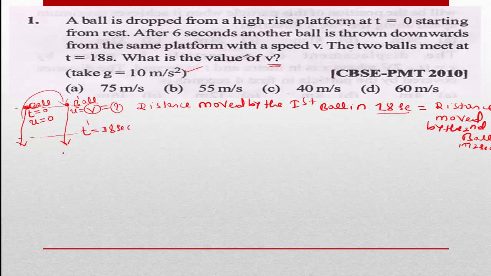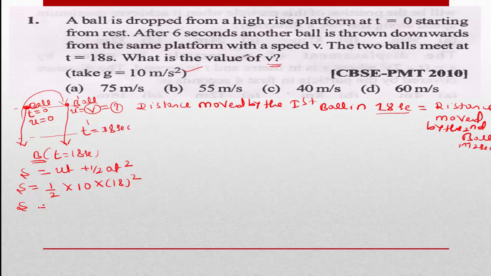Okay, so let's first calculate the value for the first one. For ball B, distance moved in 18 seconds, time t equal to how much do we have? 18 seconds. We know the formula S equal to ut plus half at square, because the first ball is initially at rest. Therefore S equal to 1 by 2 into acceleration due to gravity, value is 10, into time t equal to 18 second, 18 whole square.